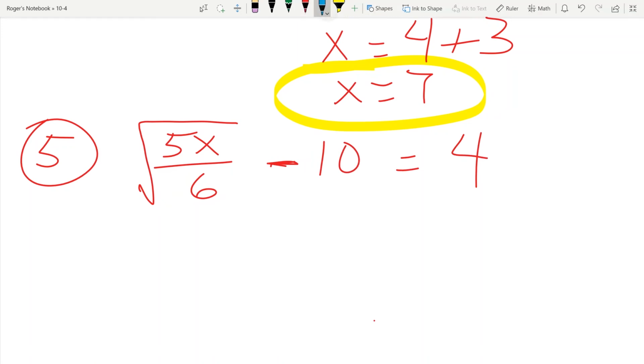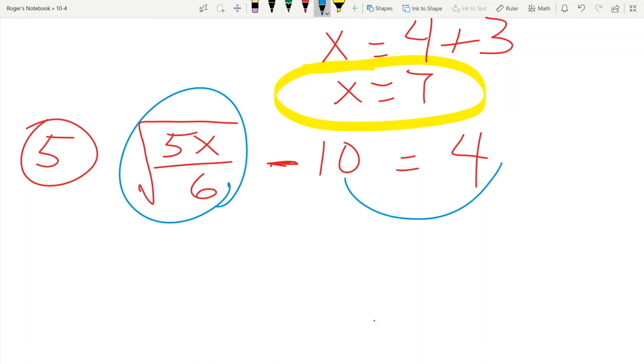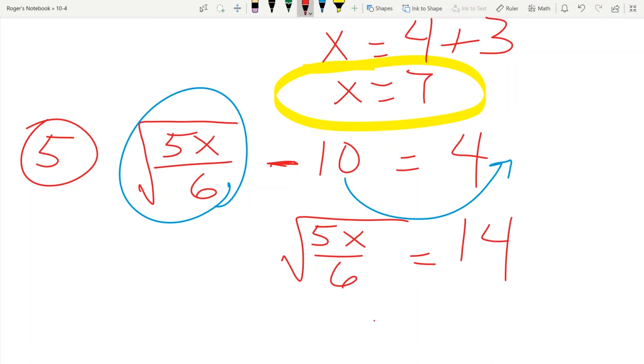Once again, what's the procedure? Isolate this term by taking the 10 over here. Taking the 10 to the right, you isolate the term that has the variable in there, isolate that radical, square both sides, and solve for x. So after we take the 10 to the right, we will have the square root of 5x over 6 is equal to 4 plus 10. Add 10 to both sides. So 4 plus 10 is 14.